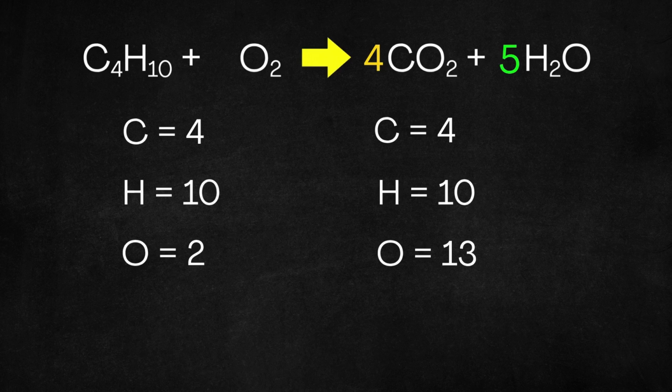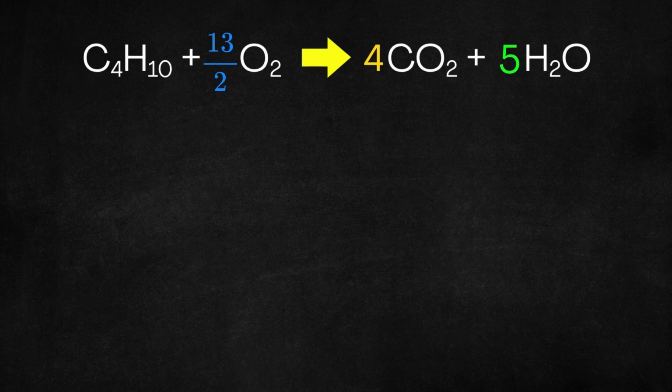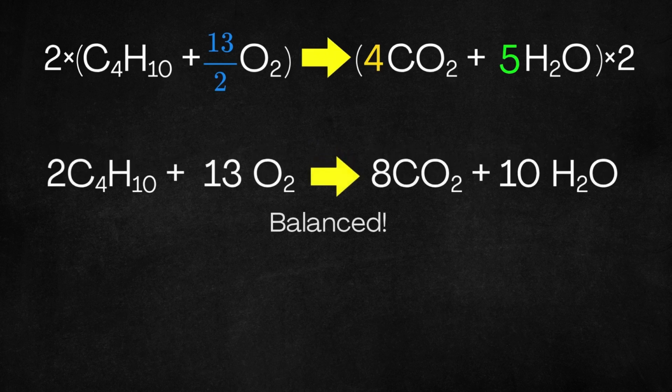We have 4 carbon atoms, 10 hydrogen atoms, and 13 oxygen atoms. Finally, multiply the reactant oxygen by the fraction 13/2 to balance the oxygen atoms at 13. At this point, all the atoms in the reaction are balanced, which means the chemical equation is already balanced. However, we are not yet done because the oxygen's coefficient is a fraction. Remove the fraction by multiplying both sides by 2. The final balanced equation is shown.